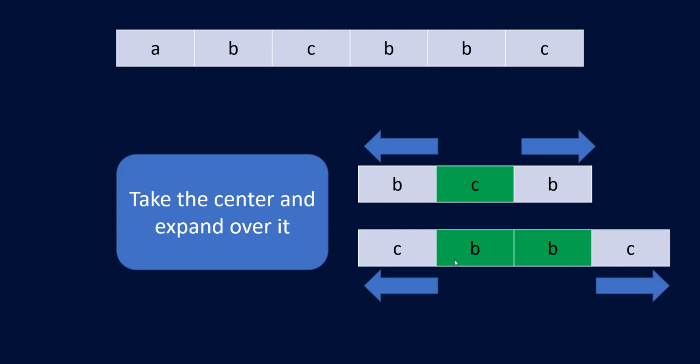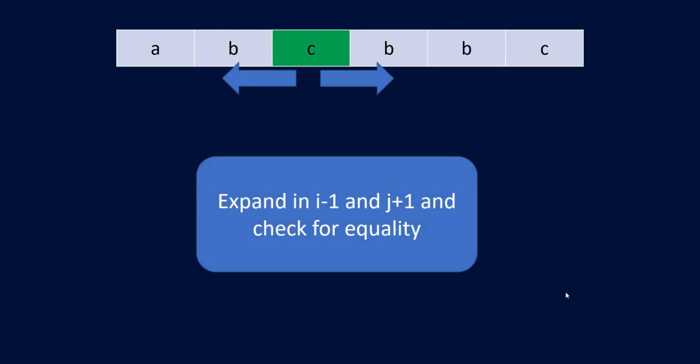If you are having an even length string, your center would be the combination of two center values, and then you would be expanding on these two sides. Now how are we going to expand over it? Let's see that. So for this particular center, which is consisting only one index, your I and j would be equal.